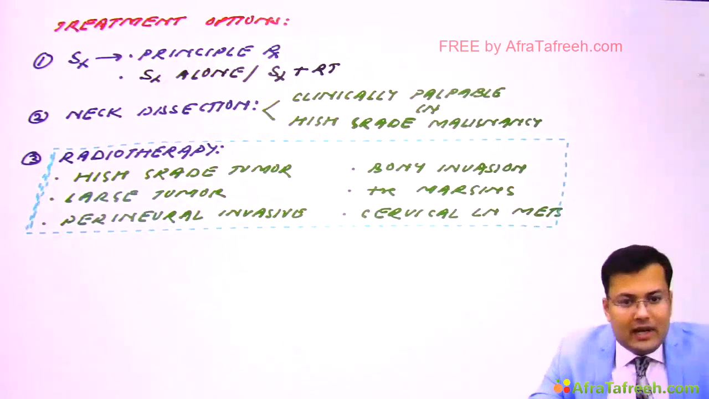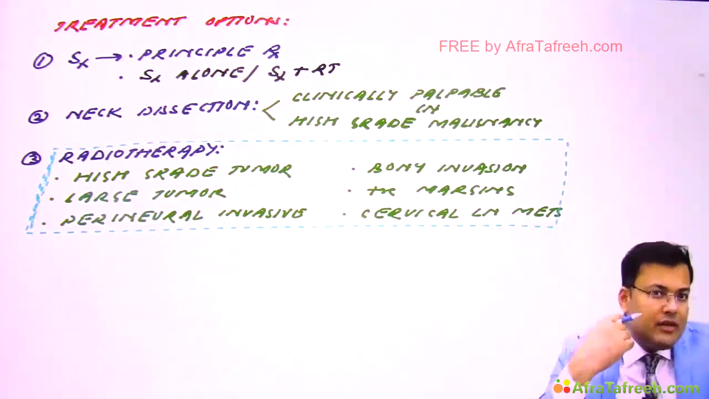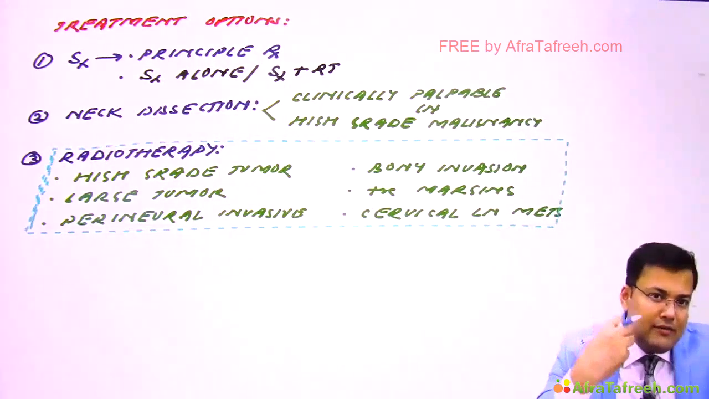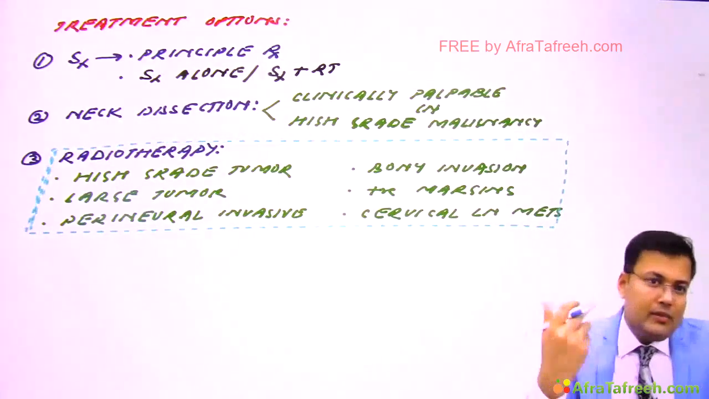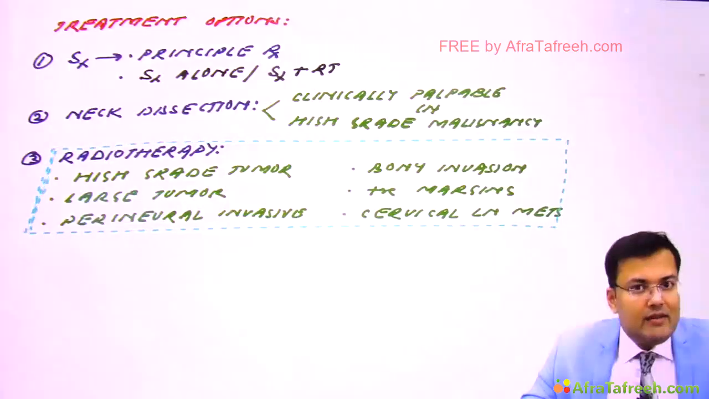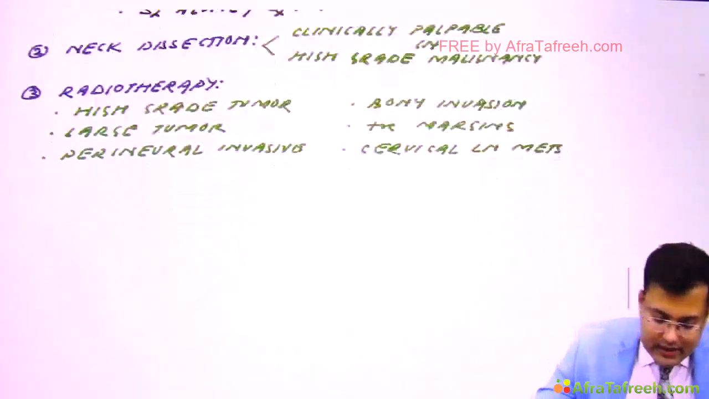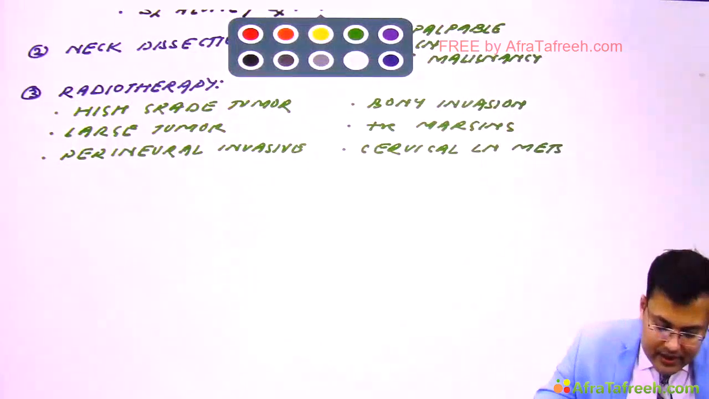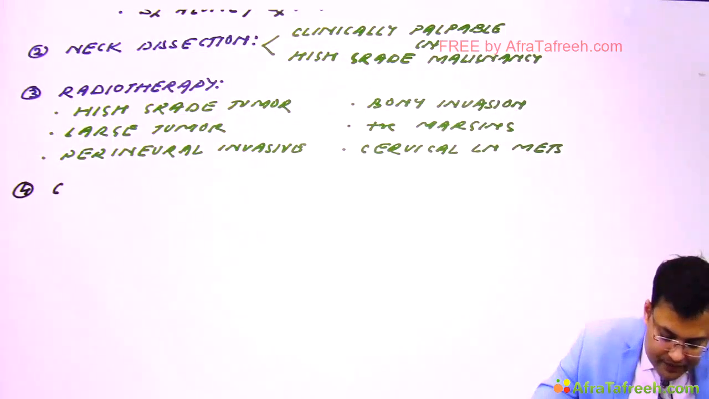High grade tumor, large tumor, involvement of nerve, involvement of bone, involvement of lymph node, and whenever you remove the tumor and positive margins are there. So in these cases we give radiotherapy. We discussed that chemotherapy has very little role.